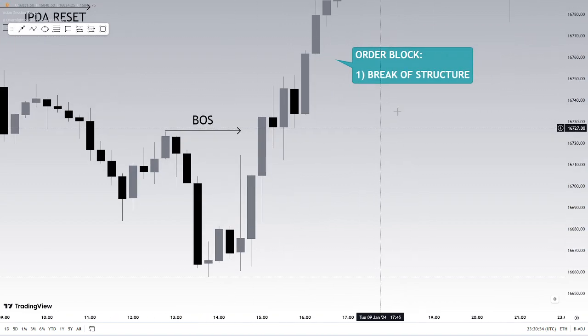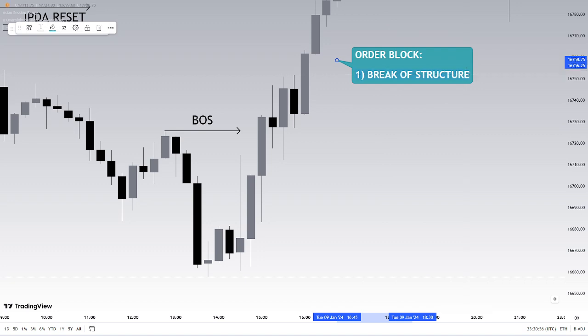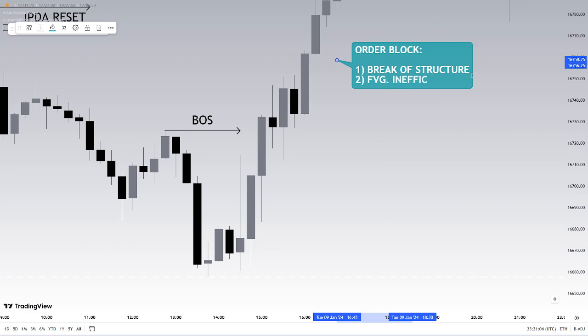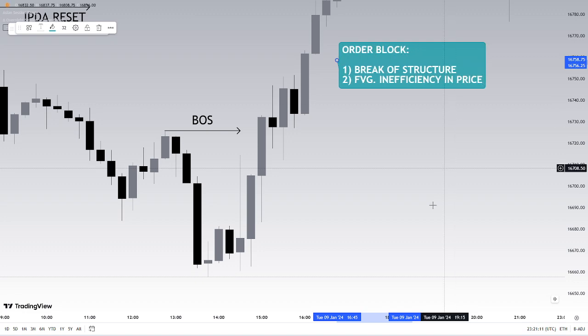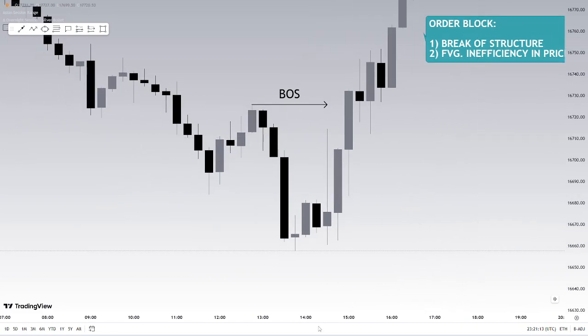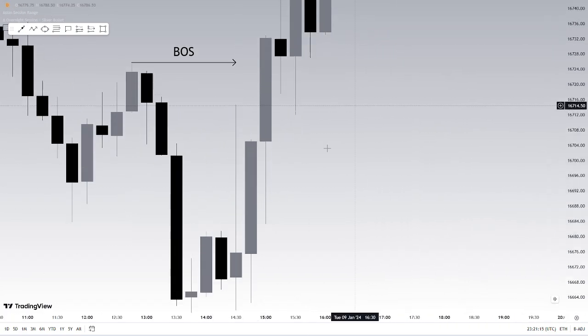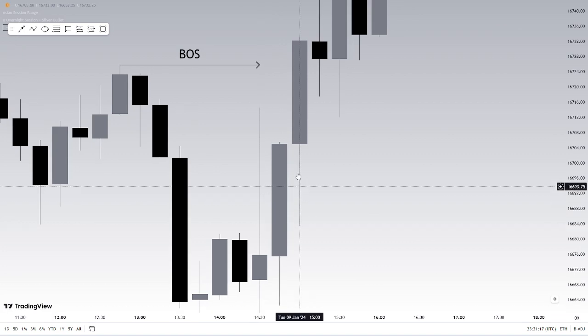So that's ticked. Now, our second rule, after a break of structure, we want to see a fair value gap form. We want to see a fair value gap or an inefficiency in price. And do we see that? Yes, we do, right? So if I zoom into price, we had an inefficient candle over here, where the wick of this candle didn't touch the wick of this candle. This candle filled in the fair value gap.